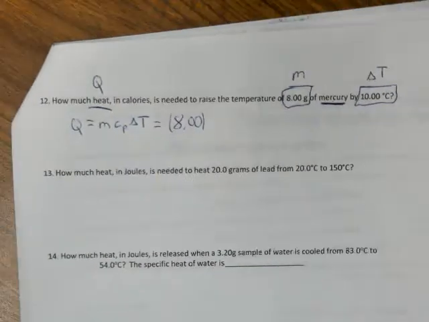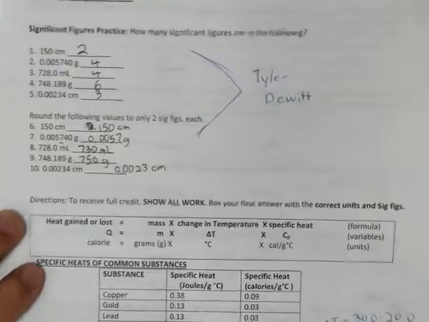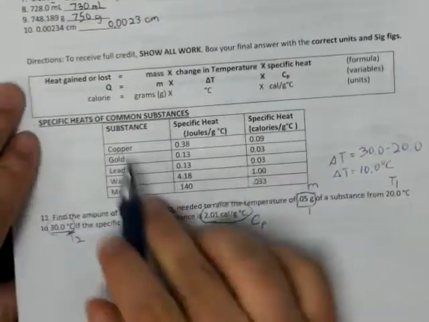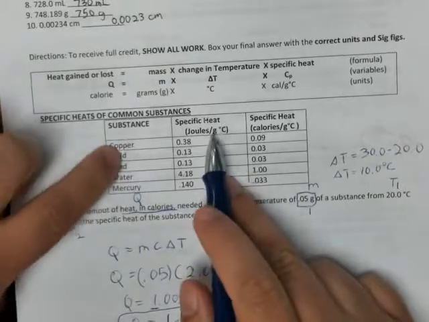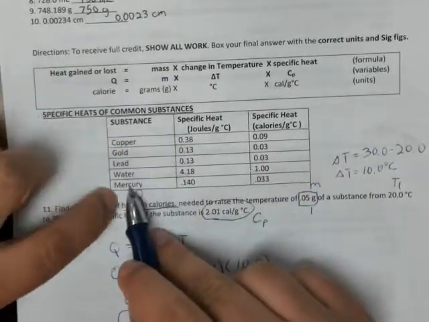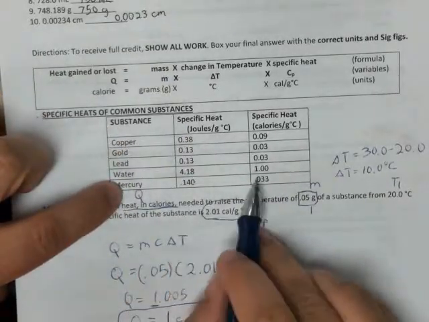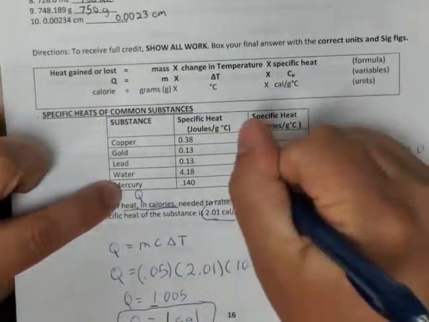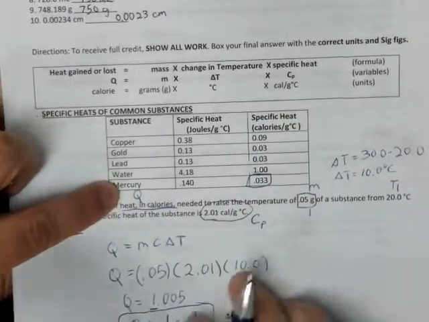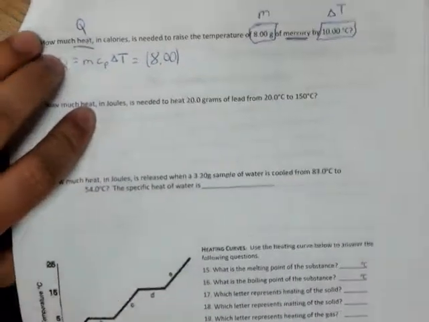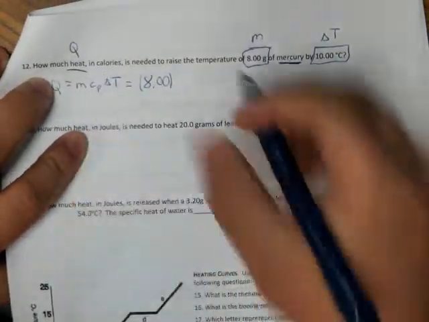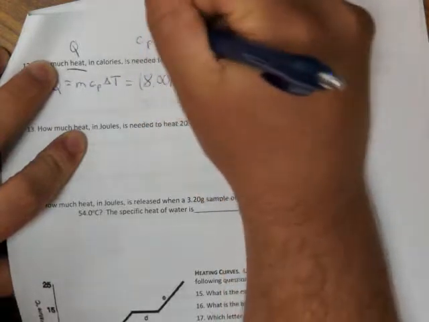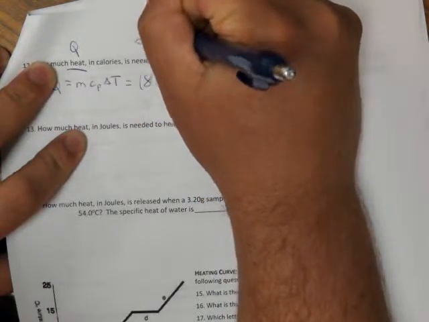So if I refer back to my chart on the previous page, this was given to you for a reason. You need these numbers. So I need to find mercury, and which specific heat do I use? I use the one in calories since that is what the question was asking for. So I'm going to use this number for number 12. All right, since we want the heat in calories here, okay, I'm going to use specific heat equals, what was the number? Forgot. 0.033.